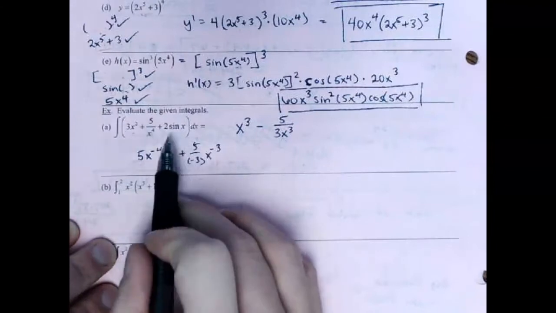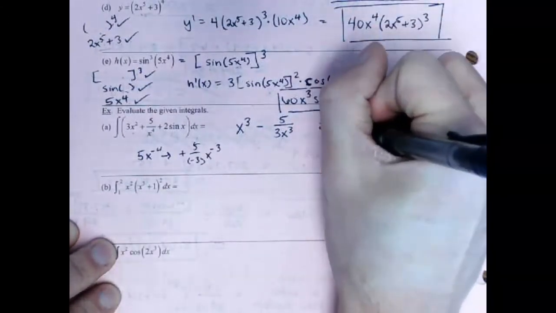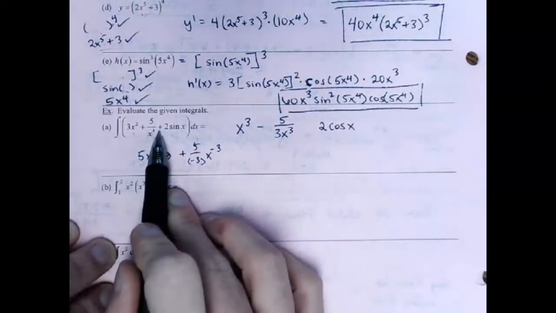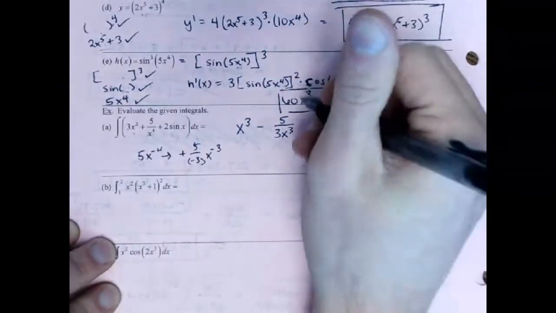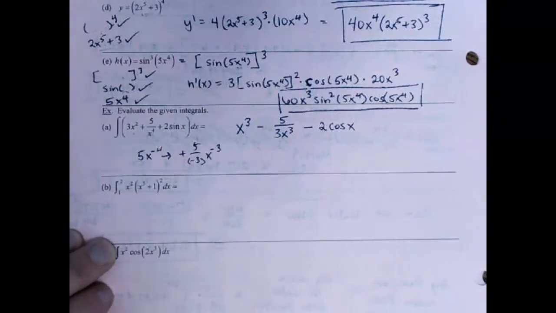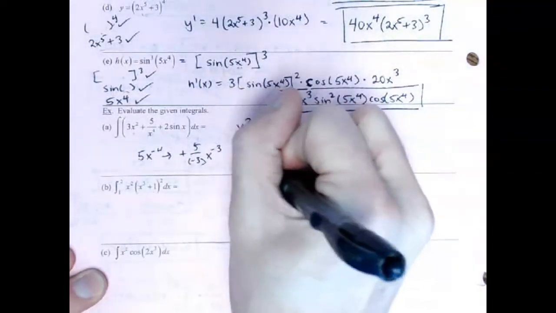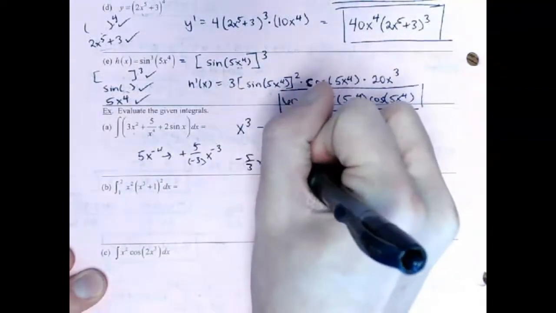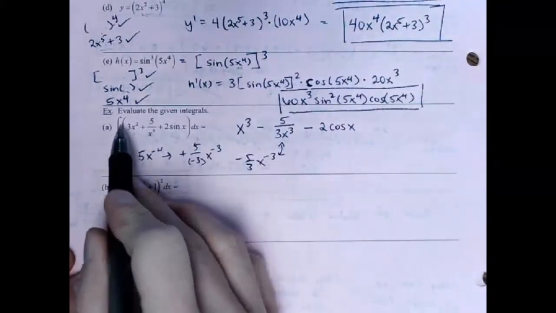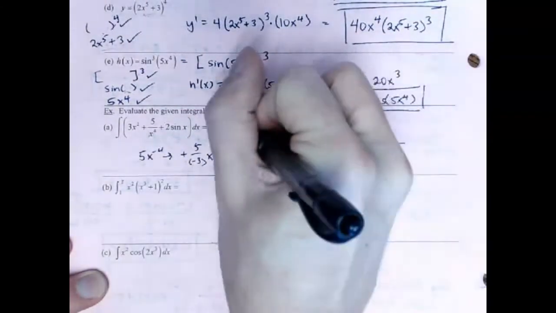And then the integration of a 2 sine. I know it's going to be a 2 and a cosine, but if this was a 2 cosine, the derivative would have been negative 2 sine. Since that's positive on the derivative, I know this must have been negative. So x to the third power minus 5 over 3x cubed. You could rewrite that as minus 5/3 x to the negative third. Those are interchangeable, it doesn't matter. Then minus 2 cosine x, and then of course for indefinite integrals, you put the plus C. So there we have it.